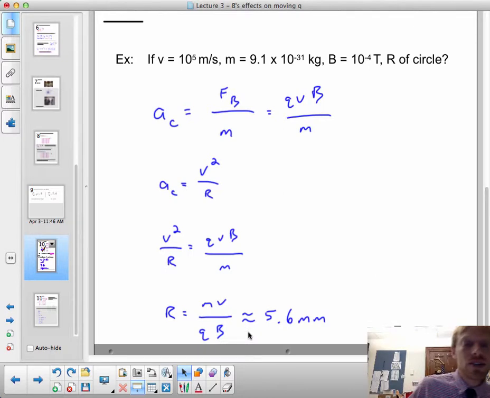cancels. And so we could ask questions like, if the magnetic field were to increase in intensity, would that result in a larger radius or a smaller radius? And it would result in a smaller radius.